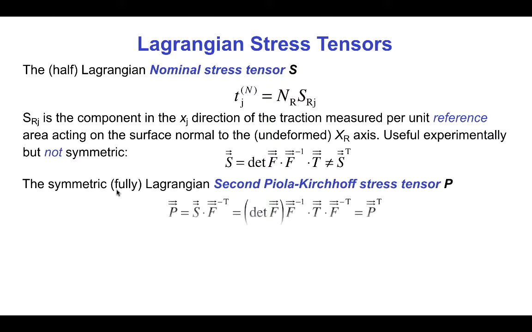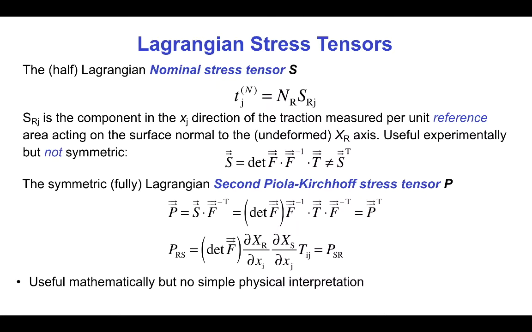It's defined as follows. P equals S times F inverse transpose, which is det F times F inverse times T times F inverse transpose, which is symmetric. In index notation, PRS equals det F times del big XR del little XI times del big XS del little XJ times TIJ. So you can see that the deformation gradient tensor's inverses here are converting indices in the deformed coordinates to indices in the undeformed coordinates. And det F arises because of the calculation of the area.